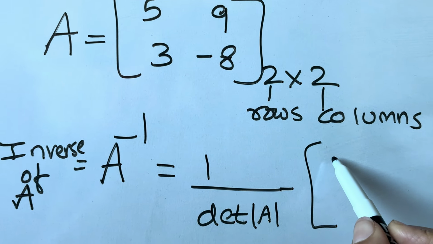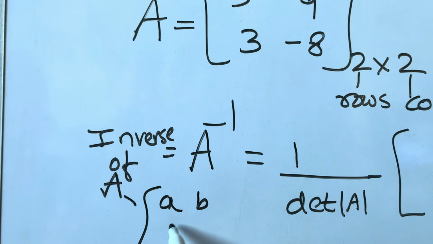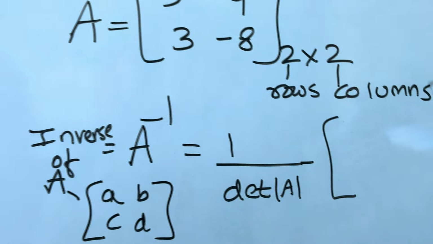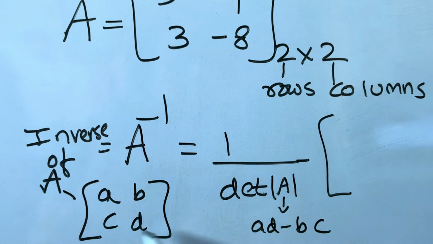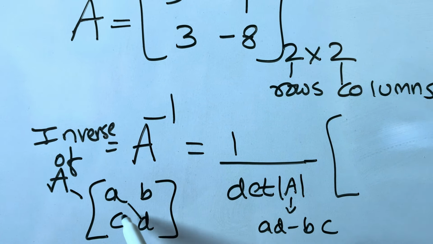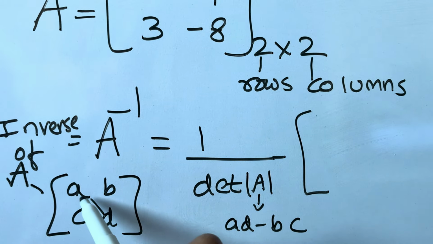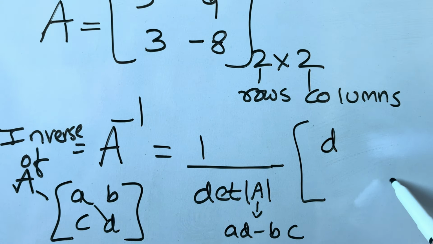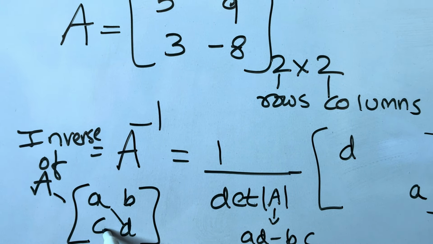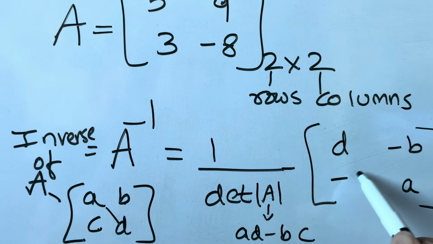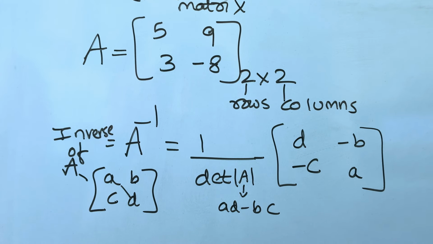interchanging the elements here. So suppose the standard elements would be A, B and C and D in the 2 by 2 matrix. So 1 by determinant of A would be AD minus BC, multiplying the diagonal elements and subtracting, and it should be multiplied again with the interchange of A and D. So D goes to the top position and A gets to the bottom, and I am placing a negative sign for these two elements of B and C, minus B and minus C. So this is how you do the formula for the A inverse.